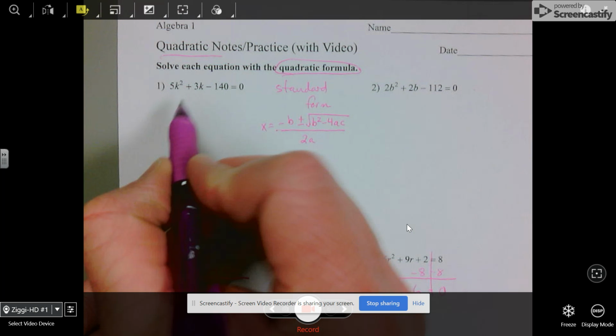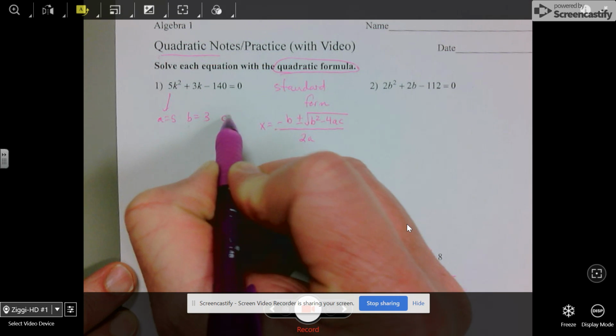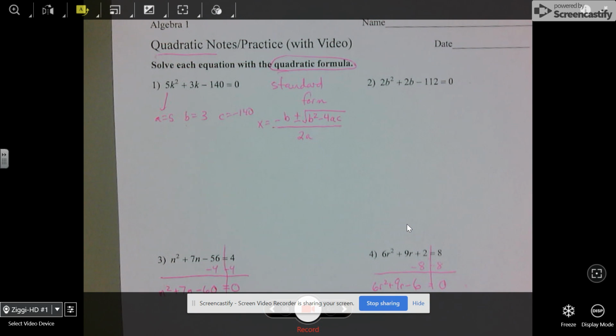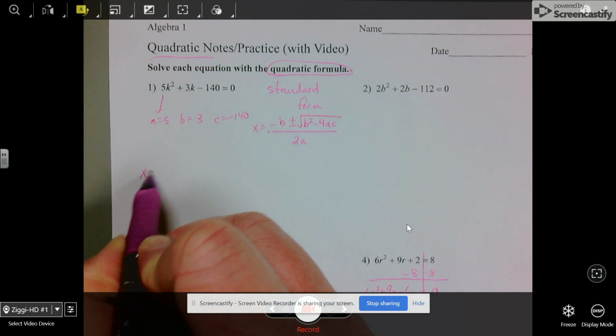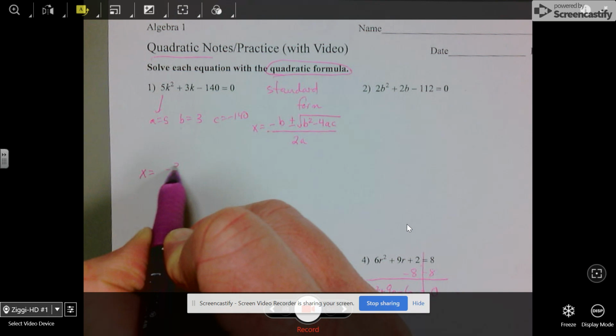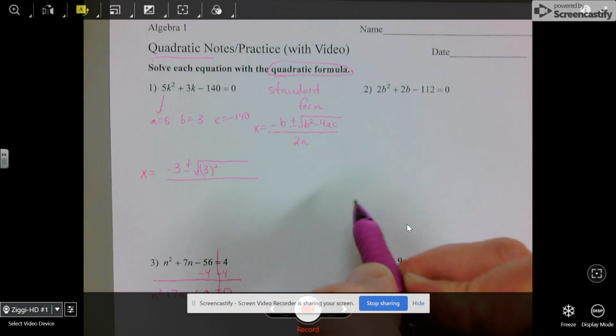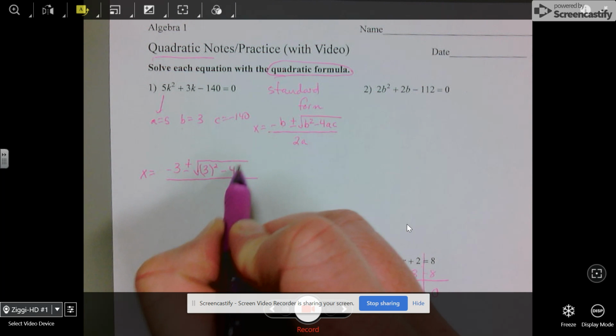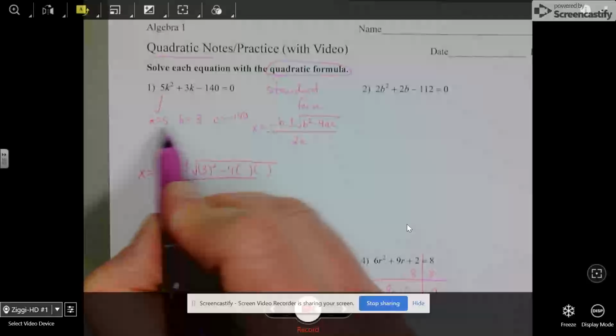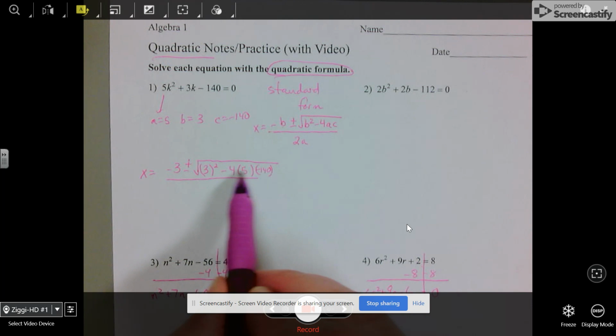So I like to first say what a, b, and c are. So I have a is 5, b is 3, and c is negative 140. And then to solve, I'm just going to plug it in. The opposite of b, so negative 3 plus or minus, that means I'm going to have two answers at the end. b squared, might put that in parentheses in case it's a negative, minus 4 times a times c. Super important that you realize if there's two negative signs here, that's a plus. All over 2a.